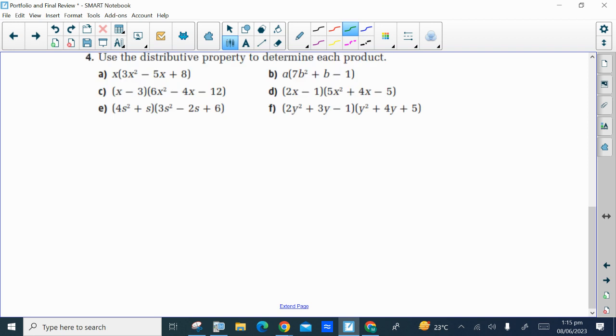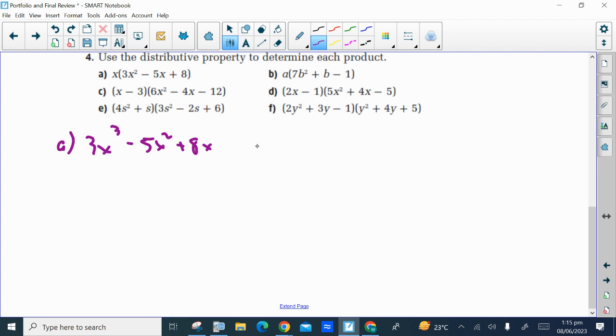So we're going to use the distributive property for the questions in number 4 as well. So for question A, you just got x in front multiplied by all three terms inside. Remember, when you multiply powers with the same base, you add the exponents. So this will give us 3x cubed minus 5x squared plus 8x. You're done in one step.